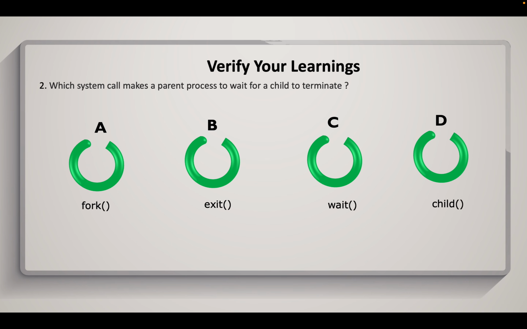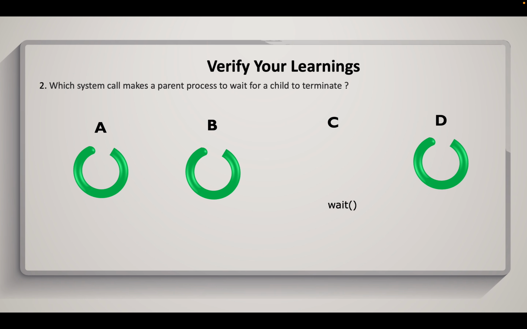Question number 2. Which system call makes the parent process wait for a child to terminate? Fork, wait, exit, or child? The command is wait. The system call is wait. Wait makes the parent process wait for the child.